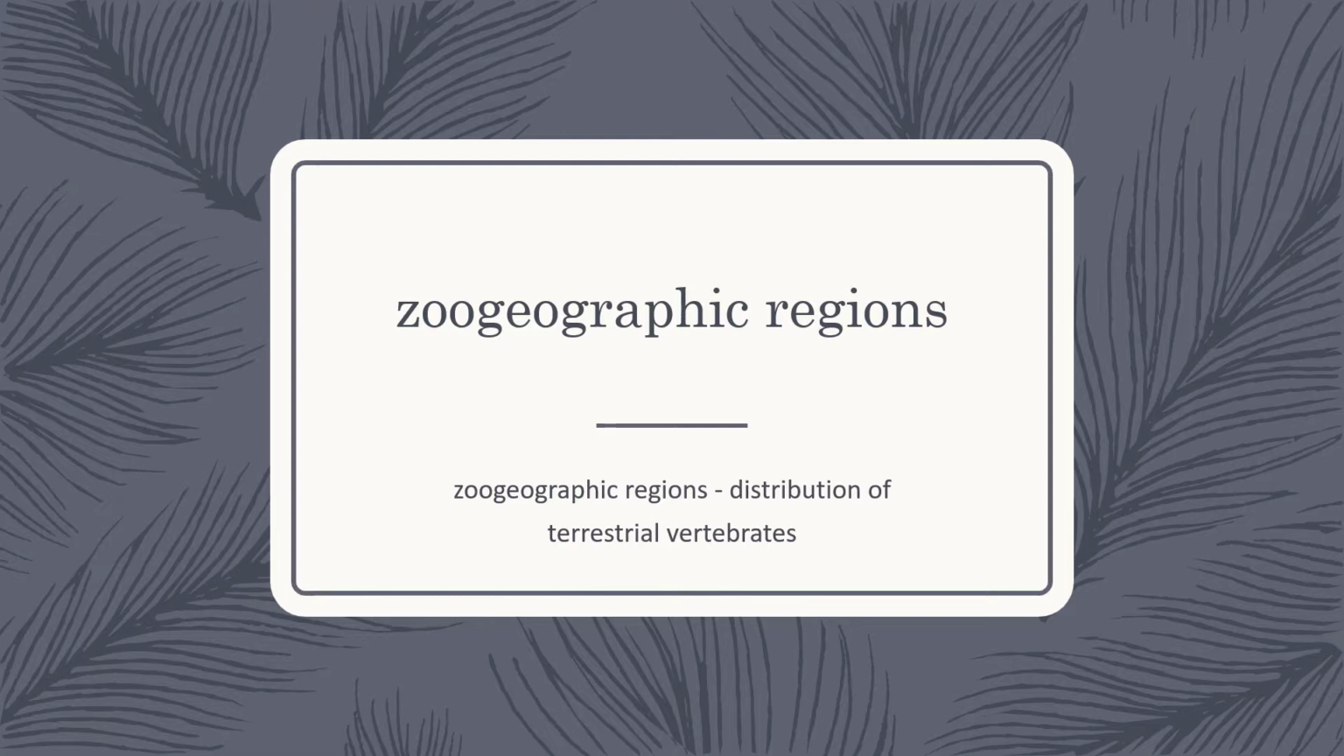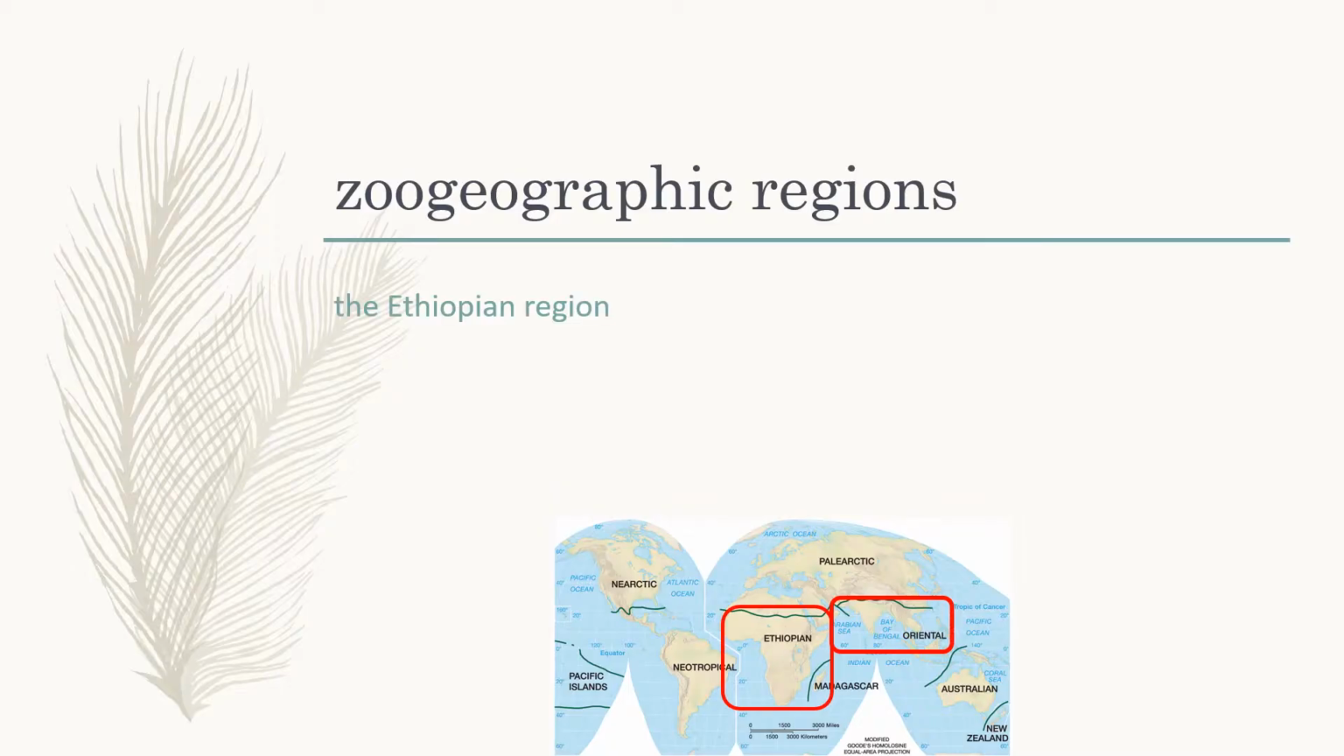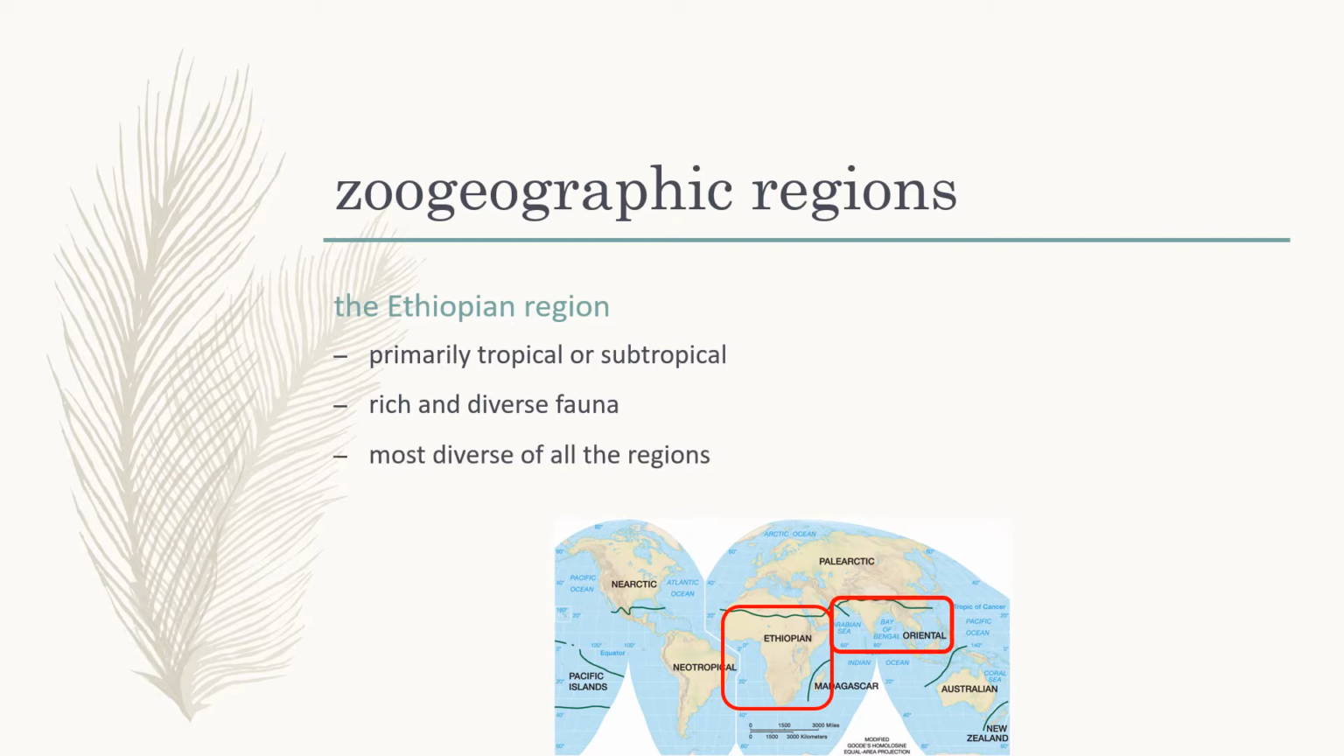These are divided by the distribution of terrestrial vertebrates in these areas. The Ethiopian region located in Africa is primarily tropical or subtropical. There is a rich and diverse fauna in this region, more than any of the other regions. There are also the greatest number of mammalian families in this region.